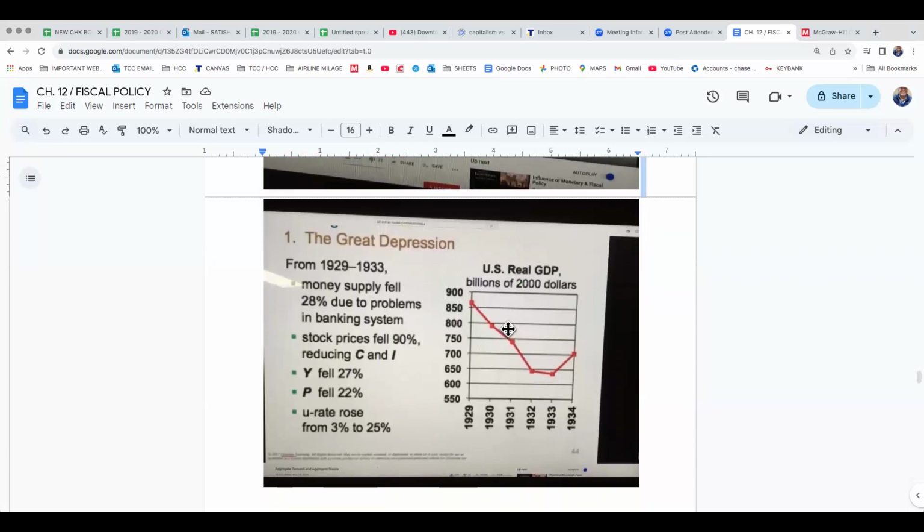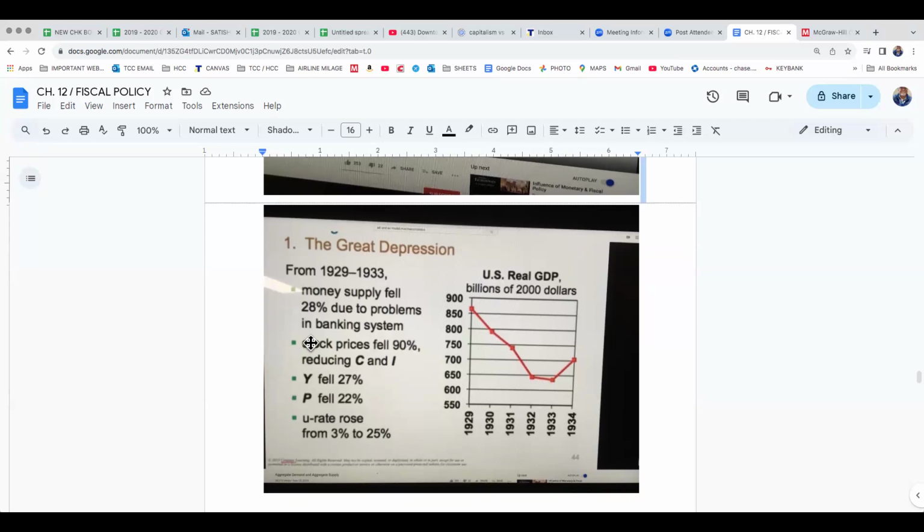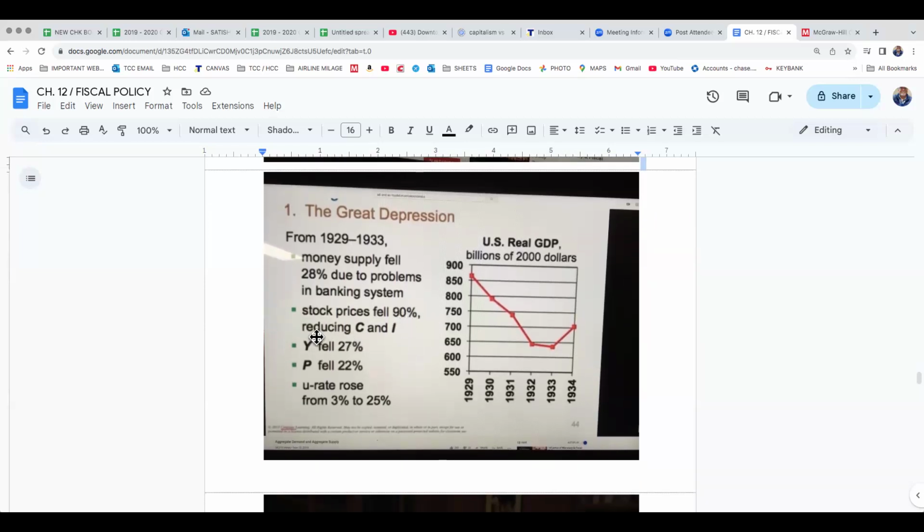So these are some of the statistics for the Great Depression. From 1929, when the Great Depression started, to 1933, money supply fell 28% due to problems in the banking system. Stock prices fell 90%, reducing consumption and investment. Economic production fell 25 to 27%. Price levels dropped by 22%, and the unemployment rate rose from 3% to 25%.